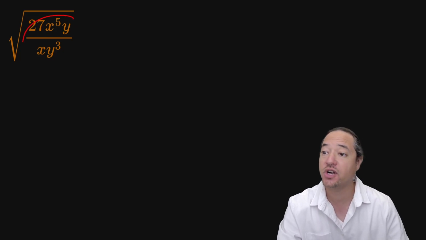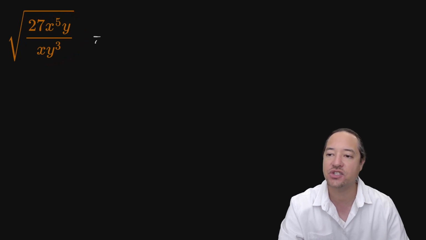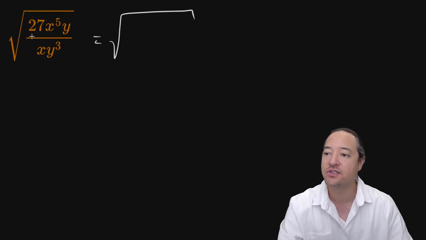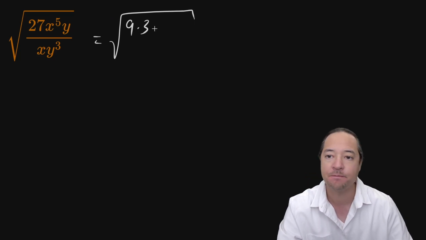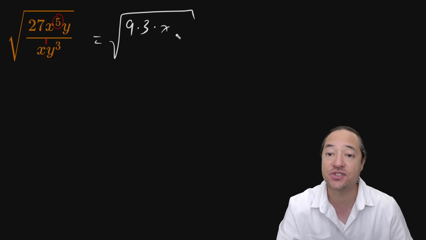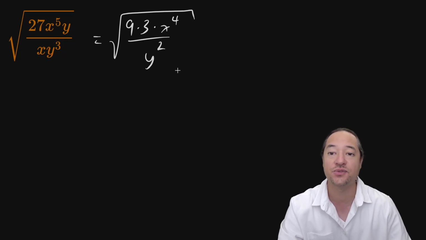Okay, so for this one, I want to try and simplify what I've got inside of this square root. So let's do that. Let's treat this then as the square root. So 27, I'm going to think of this as 9 times 3, right? And then I have these x's, okay? So here I have an x to the 5th, and here I have an x to the 1. Essentially, I have to do x to the 5 minus 1. That's going to be x to the 4th power. And here I have an x to the 1 power and x to the 3rd, well, divided, right? So this essentially becomes y squared here, okay?